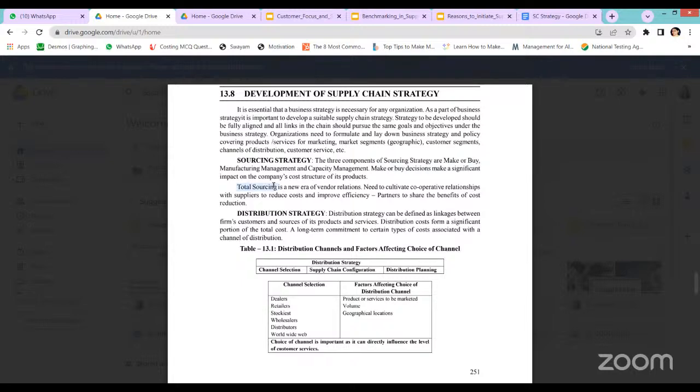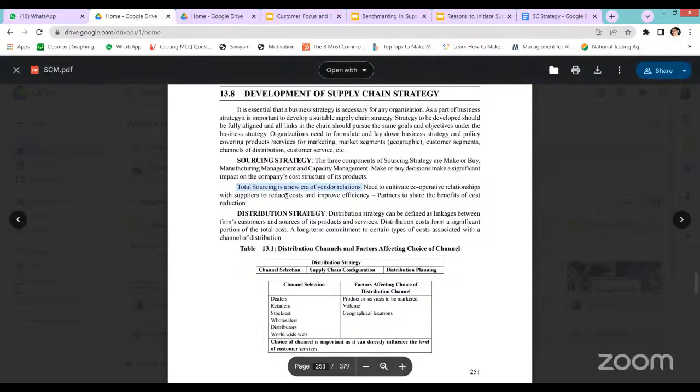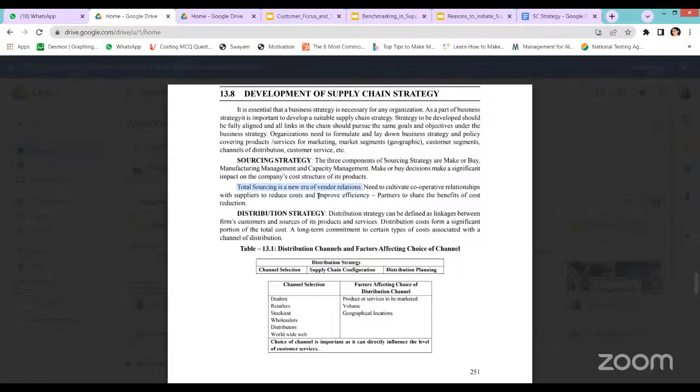The next one is vendor relations. Cooperative relationships with the suppliers will build good relationships and help reduce the cost and improve the efficiency. You can write these entire points when you get this. What are the two different strategies? Explain. You are supposed to write only four points.